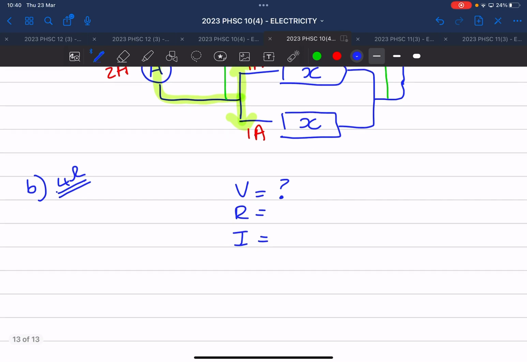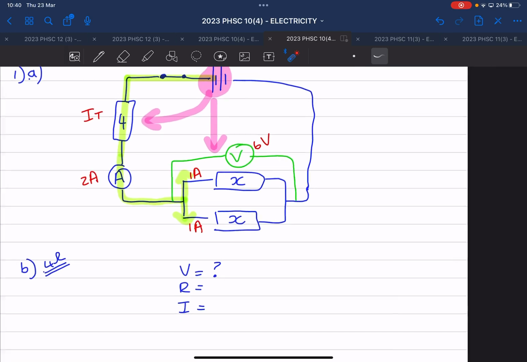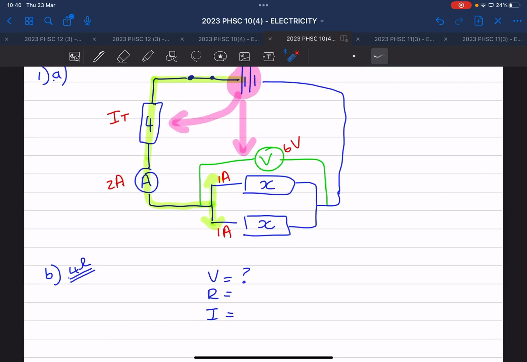Rory-san, easy question. For the 4 ohm resistor, what is the resistance? Listen. For the 4 ohm resistor, what is the resistance? 4.